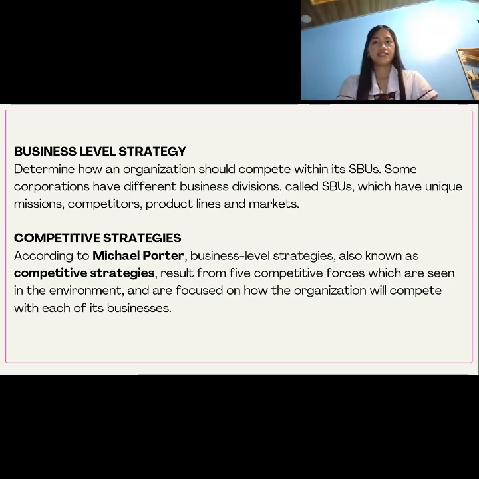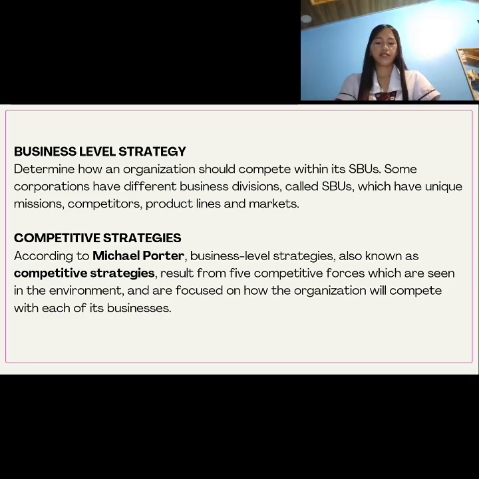Under business level strategy kay ang competitive strategy. So according to Michael Porter, business level strategies, also known as competitive strategies, result from 5 competitive forces which are seen in the environment and are focused on how the organization will compete with each of its businesses.